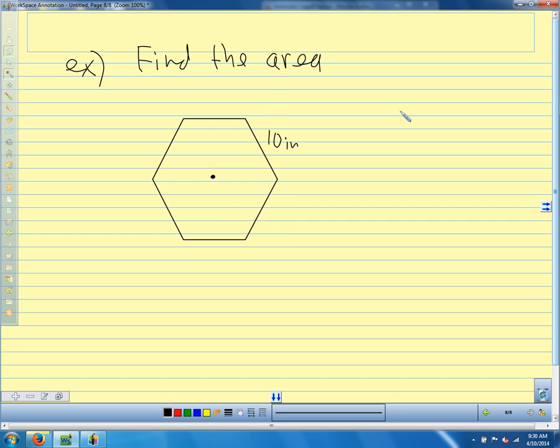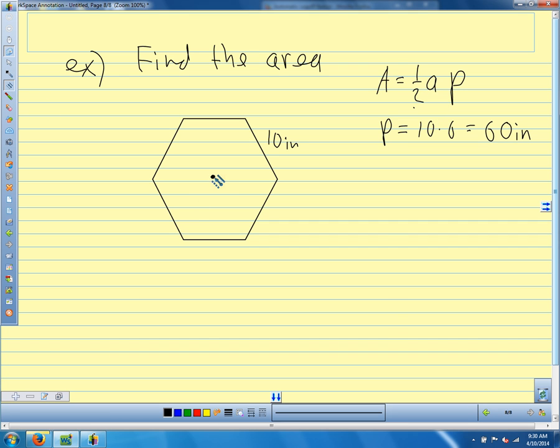We know that the area is 1/2 the apothem times the perimeter. Well, the perimeter is easy. The perimeter is 10 times 6, or 60 inches. That's easy. We don't have the apothem. We don't know it, so let's draw it in. Here's my apothem.